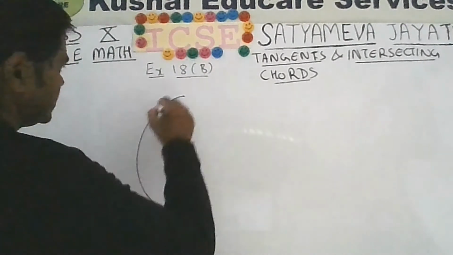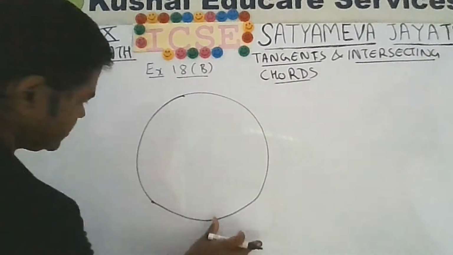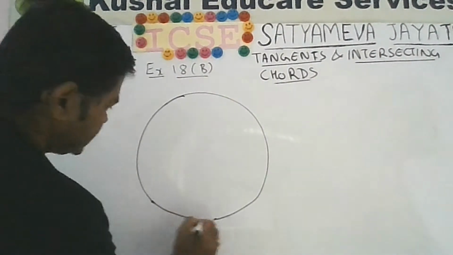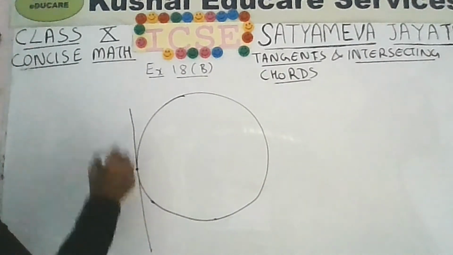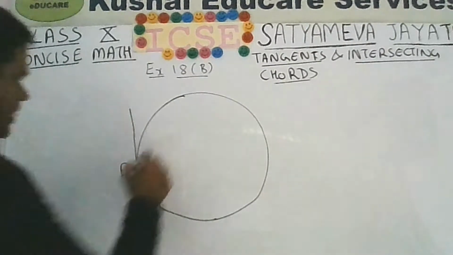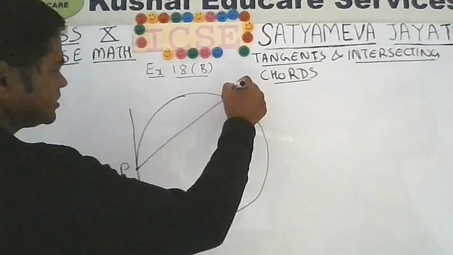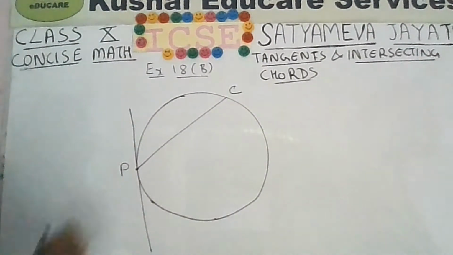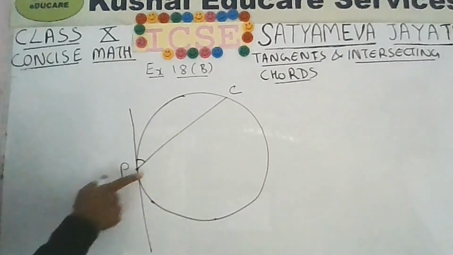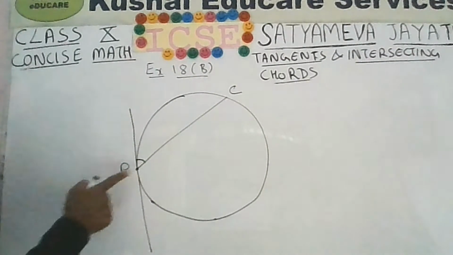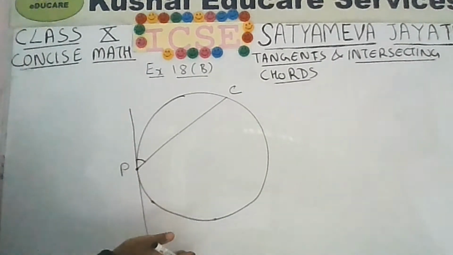like this. Let us imagine a tangent to this circle. Okay, so let us take this point as P. Okay, now we are having a chord here. So let us say it is PC. Why not? So you can see this angle. This is the angle between the chord and the tangent. So this angle will be equal to angle in the alternate segment.